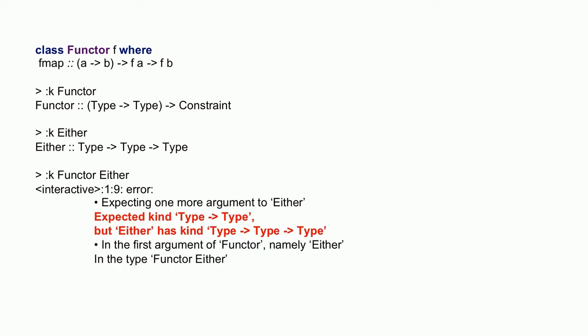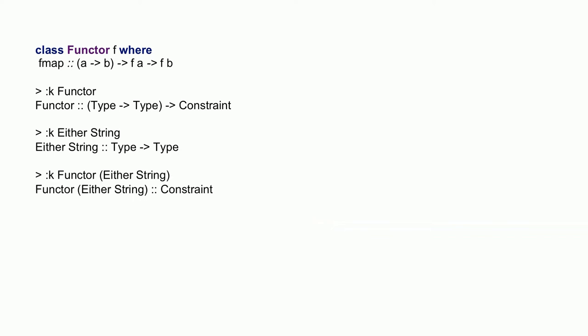But if we try to put either in, what's the wrong kind? So either could not be a functor. But if we fix the first type parameter, so we fix it to something like string, then it's of the right kind. And indeed, either string is a functor. And no matter what we supply for that first argument, it's a functor. So it could be a functor for any type.